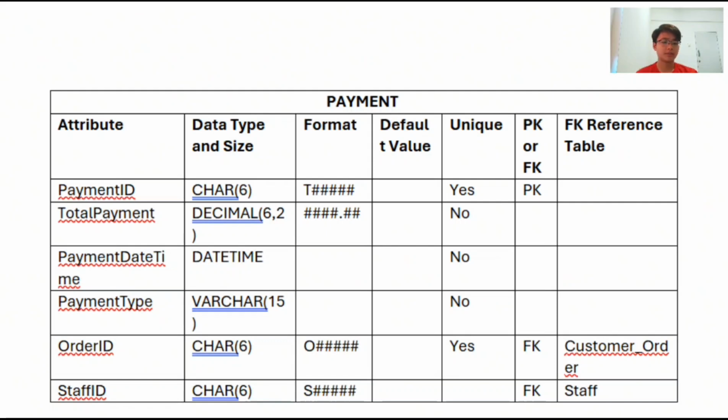An order has a payment. The payment entity records the order ID, payment ID, and the staff who manages the payment. So the order ID references the customer order entity, and the staff ID references the staff entity. The details of the payment include total payment, payment date time, and payment type.